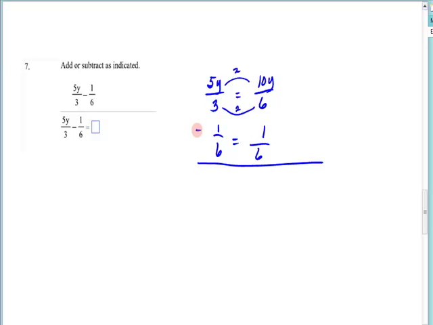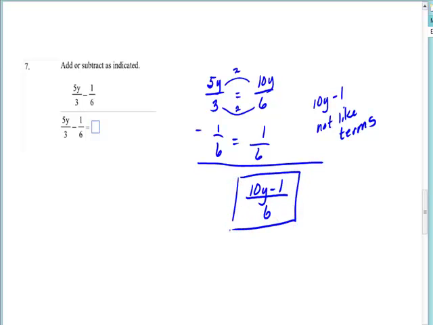This is subtraction. Now this time, I'm going to try to take 10y and subtract a 1 from it, putting it over 6. Those are not like terms. Since they're not like terms, I'm going to have to leave it as 10y minus 1 over 6. Done.